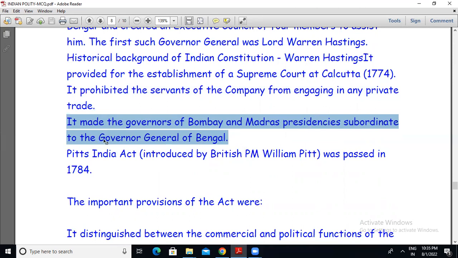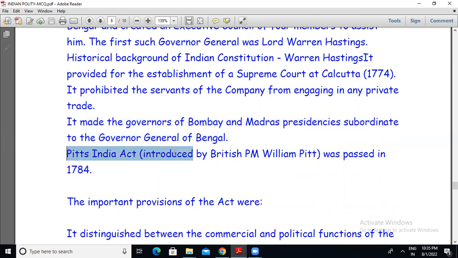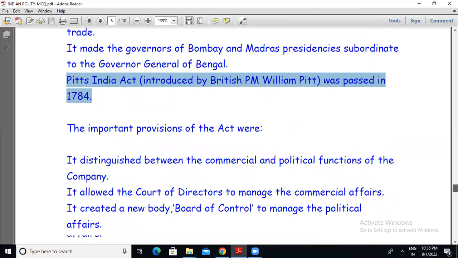So these were the provisions of the 1773 Act. Now, Pitt's India Act was introduced by the British Parliament with the help of British Prime Minister William Pitt, and was passed in 1784. Let's go through the important provisions.